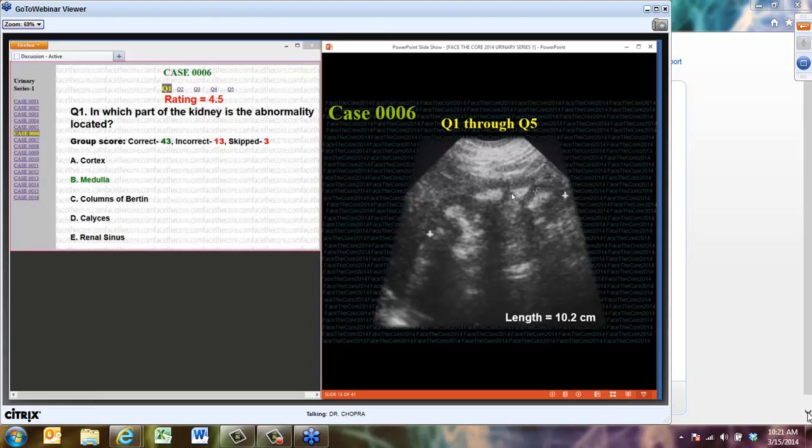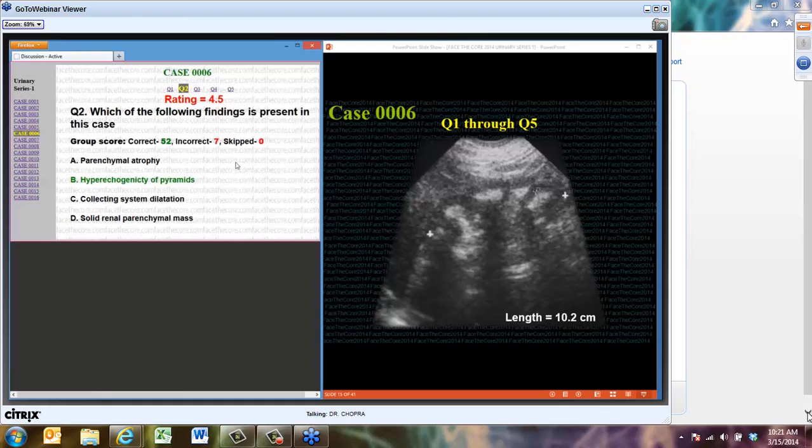How do we know these are pyramids? One is that they are triangular. Number two, they are arranged in a radial fashion around the center of the kidney. The columns of Bertin are between them. The cortex is right here. The cortex appears thinned in this case because normally you're used to seeing the cortex and the medulla together, and it forms that much thickness. But here it is really the medulla that is abnormal.